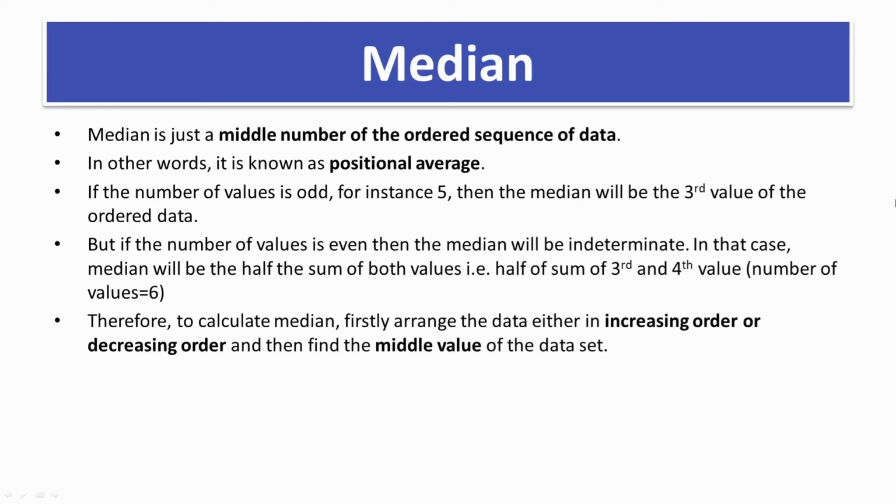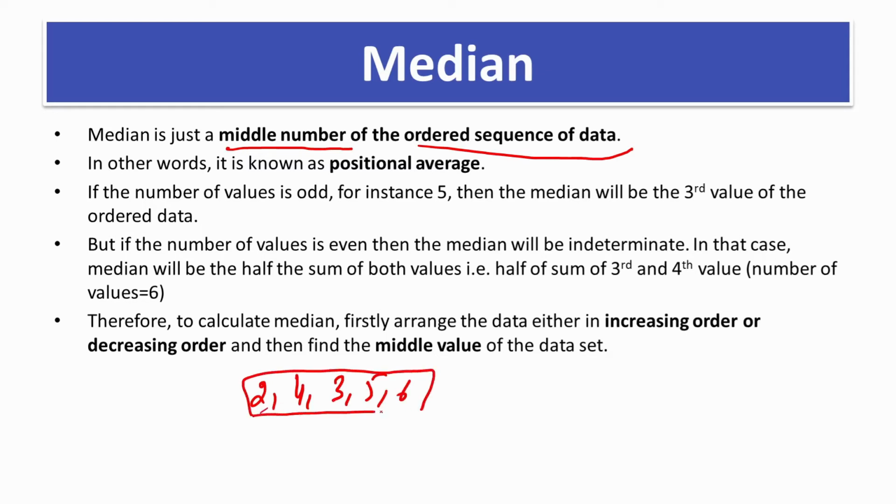Talking about the median, the median is just a middle number. Remember that it is the middle number of the ordered sequence of data. Suppose you have 2, 4, 3, 5, 6. In this data, firstly, you will arrange the complete data in either ascending or descending order. Let's arrange it in ascending order. So the middle number is this. This is the median.